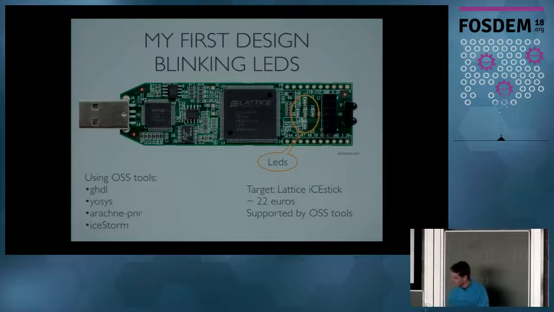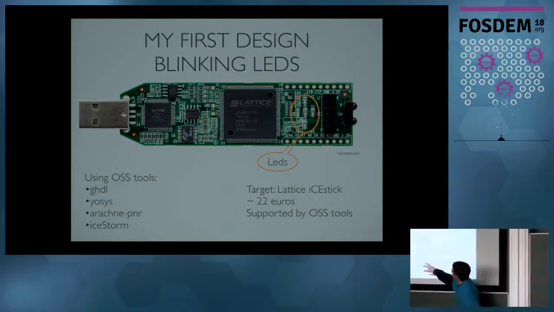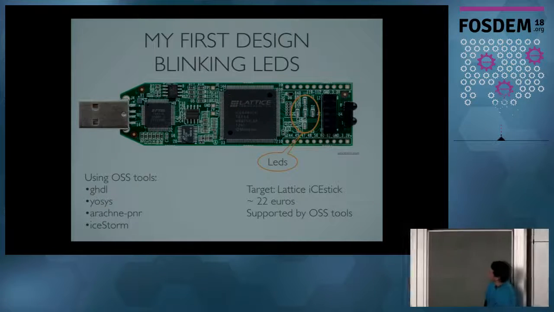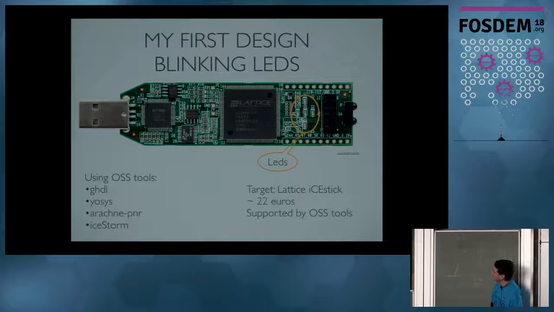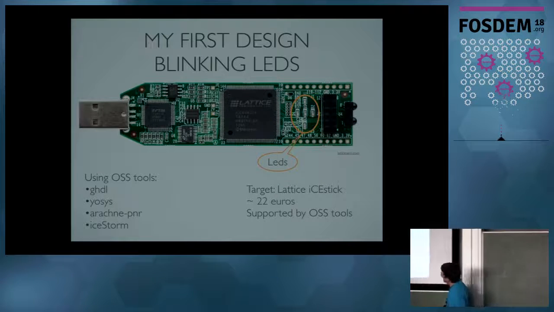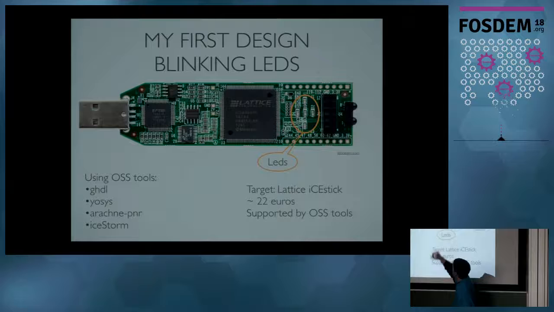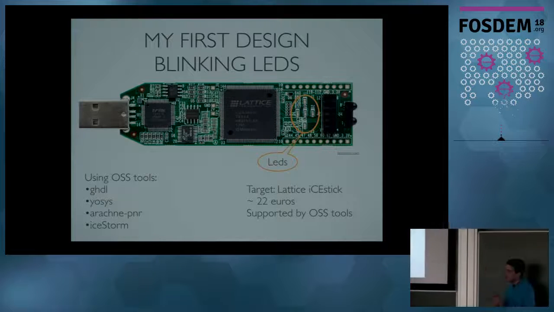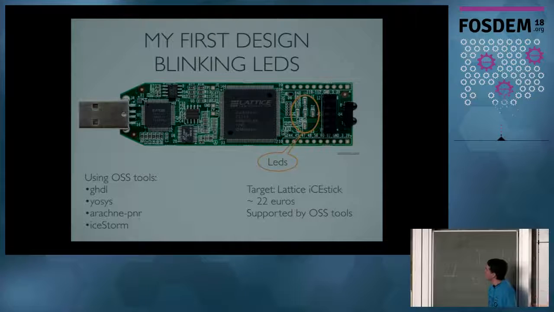So we will use this little board, which contains a programmable circuit. It was from Lattice, and it's an iCEstick board. It costs 22 euro, not very expensive. And we will use some open source and free tools. So GHDL for the VHDL frontend, used to create the netlist. Arachne-pnr to create the bitstream, so the file that should be sent to program this FPGA, and icestorm, which is a tool to actually write the bitstream on this chip.